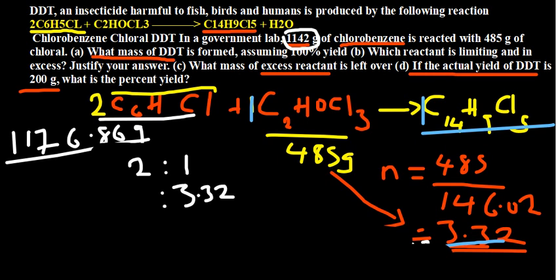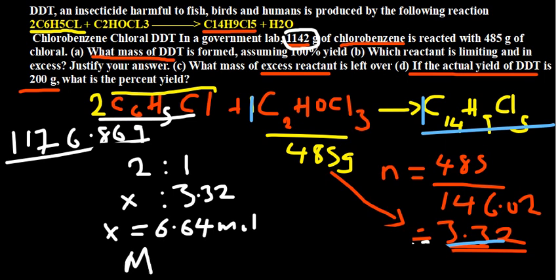So let's find the value of X there. We determine the number of moles of chlorobenzene that are required. So you find that your value of X is going to be 6.64. These are the number of moles of chlorobenzene that reacted. So let's now determine the mass. Let's convert the number of moles to mass. So mass, we've already said, is the product of the number of moles by the molar mass.